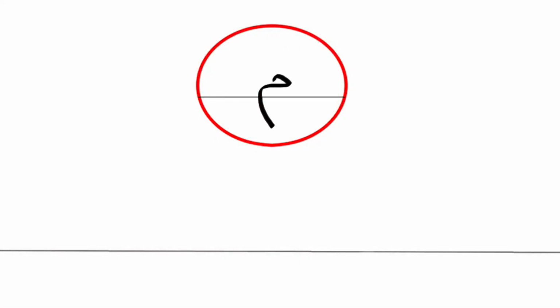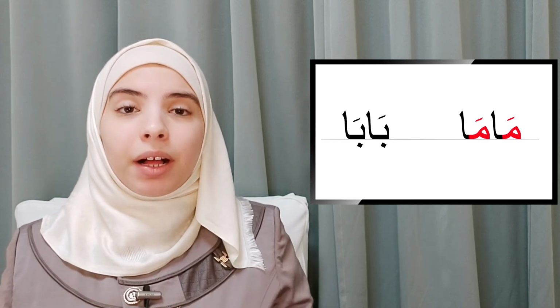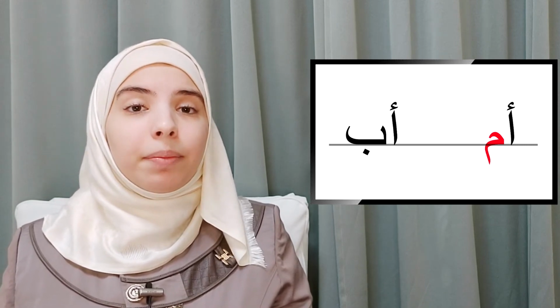And now, mim. Let's watch the shapes. Mim sound is very easy. It is equivalent to the letter M in English. So mim, mim. Let's see an example. Mama means mom. We call our mothers mama, and we call our fathers baba. However, this is kind of spoken language. Formally, we say um for a mother, and ab for a father.